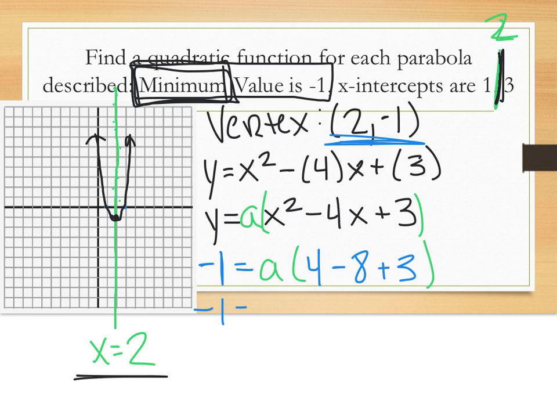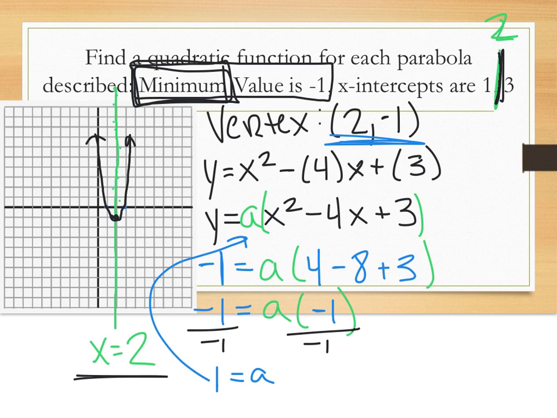So we have -1 is equal to, I'm trying to figure out if there's an a, and then 4 minus 8 plus 3 is -1. So then I'm going to go ahead and divide both sides by -1. And so this tells me and further proves that -1 divided by 1 is just 1. So a is just 1. So there's no secret a here that's going to vertically stretch or vertically shrink our parabola.